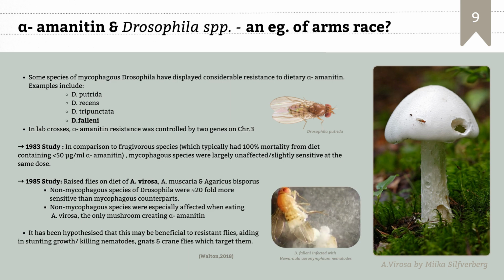So there's two studies that I could find which have looked at the resistance to alpha amanitin in fruit flies. They both have shown that non-mycophagous species of flies are extremely sensitive to alpha amanitin, whereas the naturally mycophagous flies were largely unaffected. And it's been hypothesized that this may be beneficial to resistant flies in aiding them with stunting the growth or killing nematodes, gnats, and crane flies, or other parasites that target them.